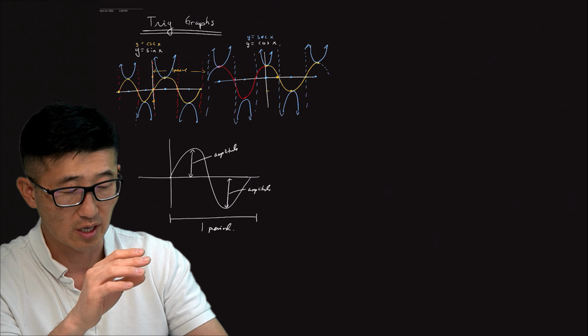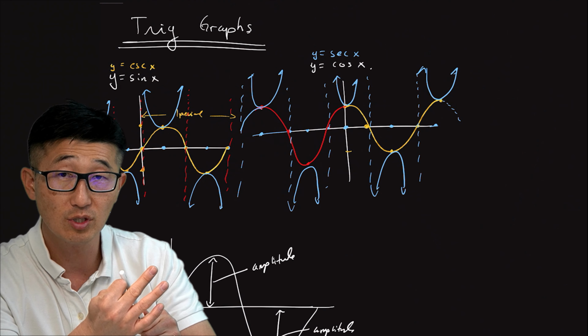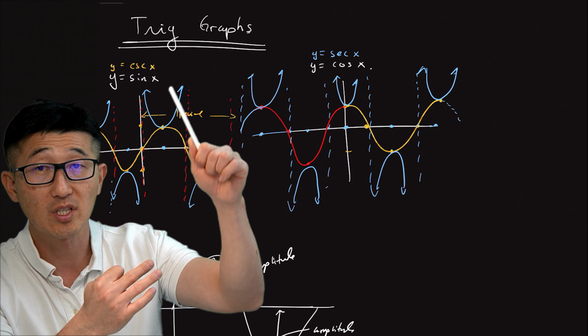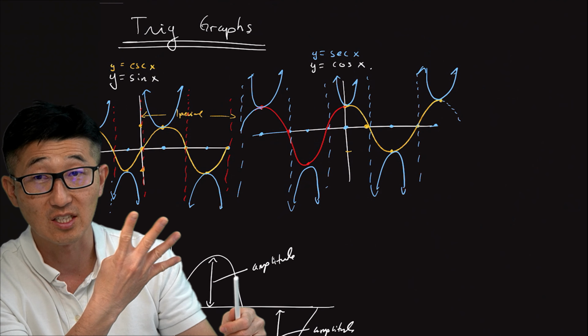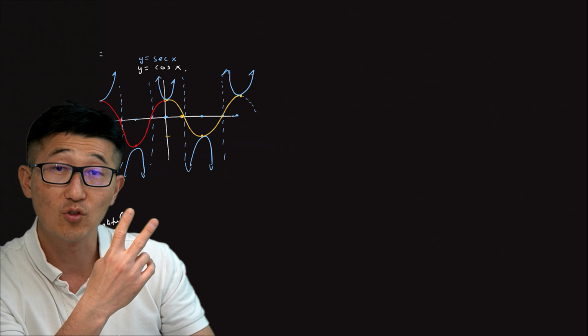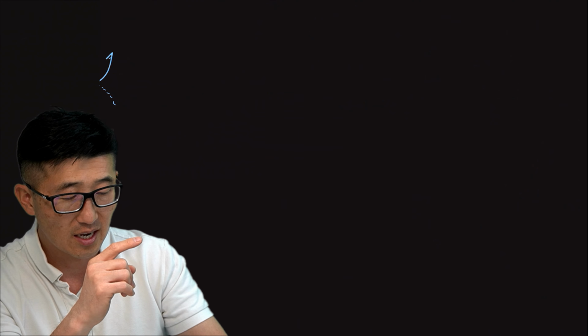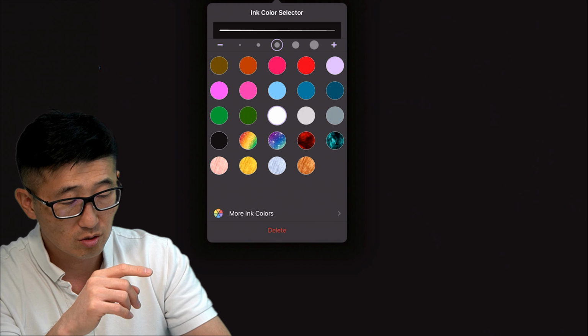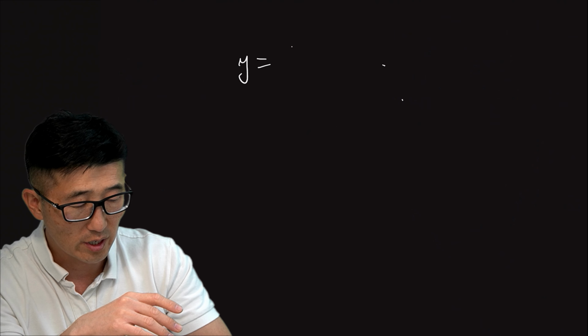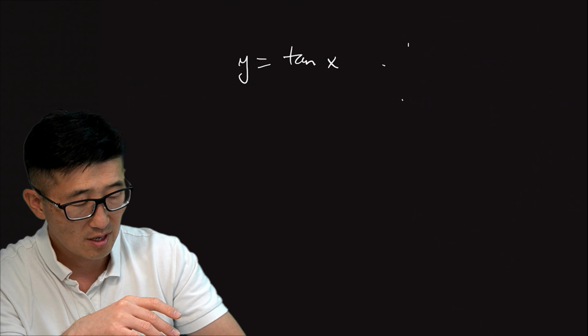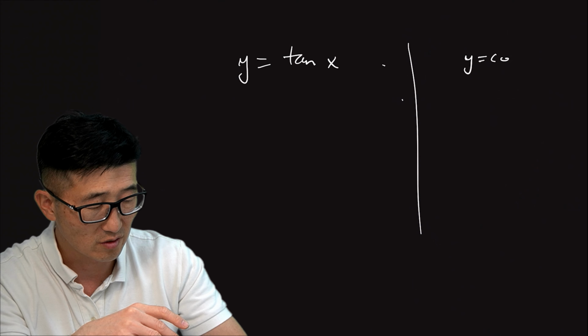So now we only have two more left. We learned sine, cosine, and the respective reciprocals. Well, technically that's 4. And now we just have two more, a tangent and a cotangent. So these two are actually really, really easy to graph. y equals tangent of x, and y equals cotangent of x.